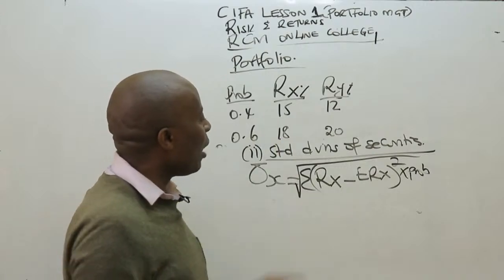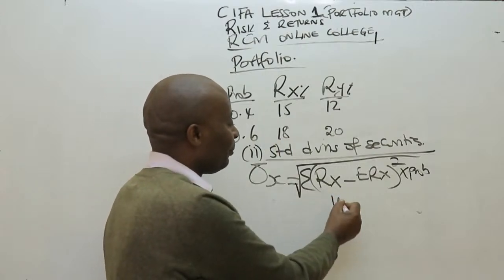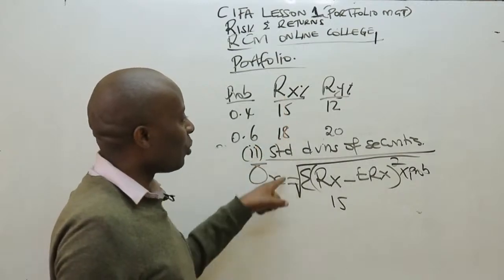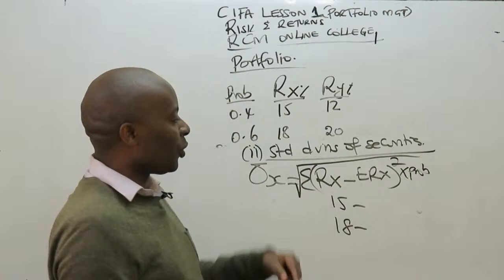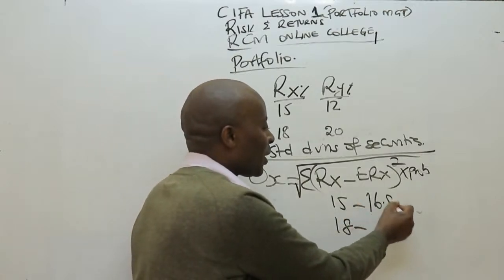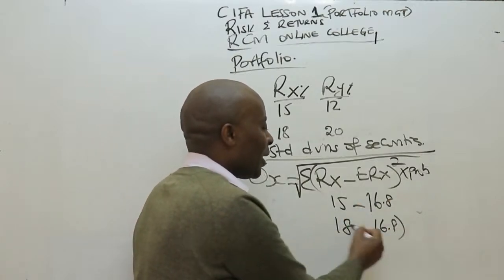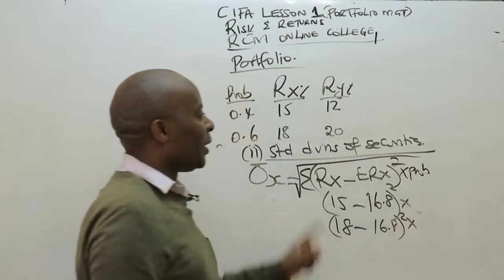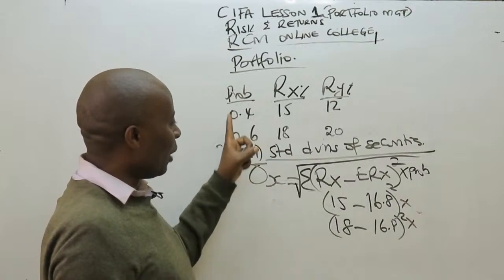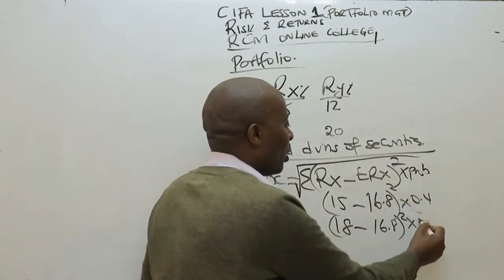So then what do we have here? I will pick the actual returns of X, 15 and 18, minus the expected returns that we got. Expected returns of X, we have 16.8, 16.8. Ladies and gentlemen, from there, I'll square, times the probability. The probabilities, I already have them here. We have 0.4, we have 0.6.